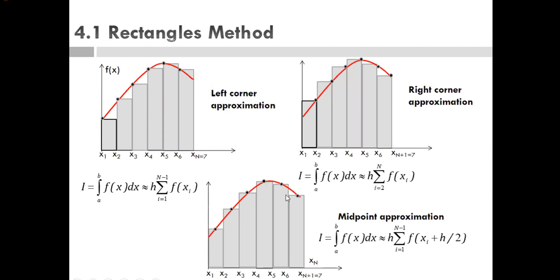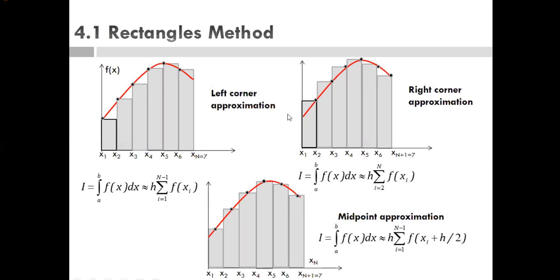All right. So the midpoint approximation, the height of the rectangle is the midpoint between xi and xi plus 1 here. So it will approximate the integral from a to b of f of x dx as approximately h multiplied by f of xi plus h over 2, summed from i equals 1 till n minus 1.